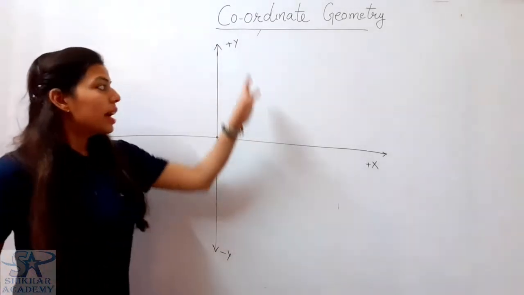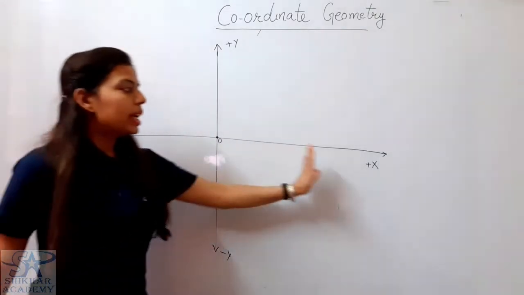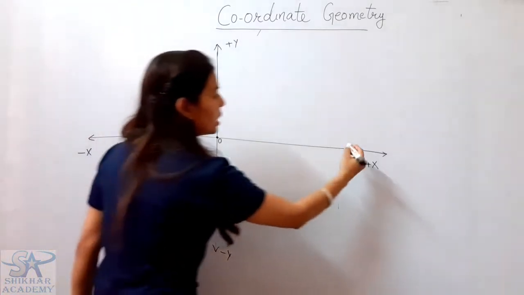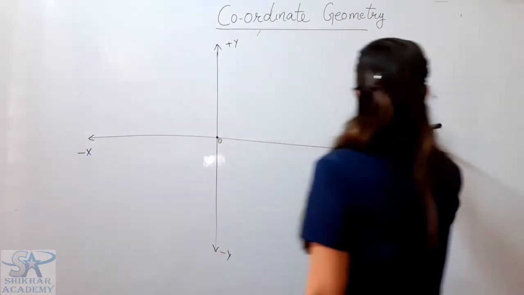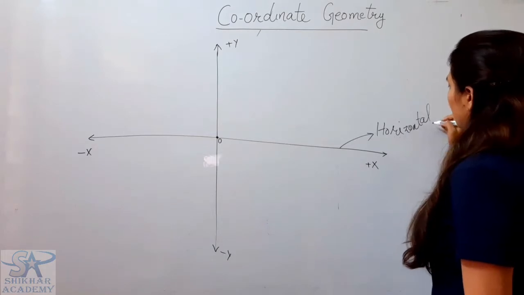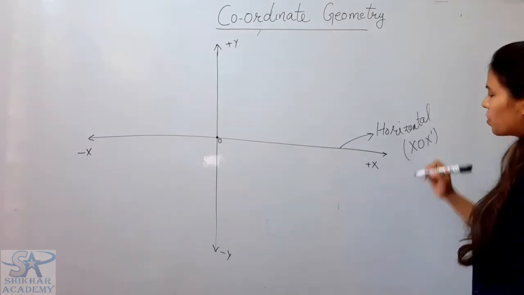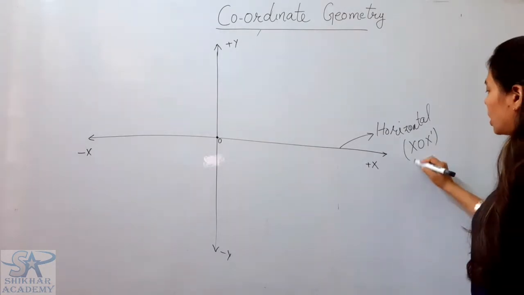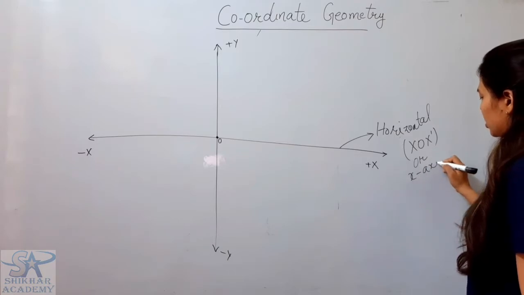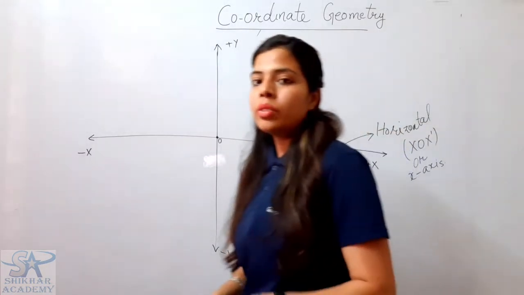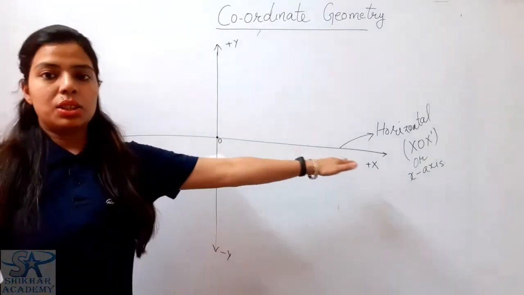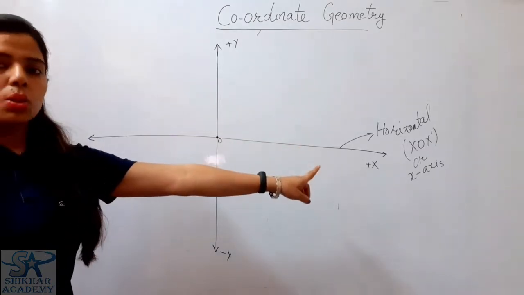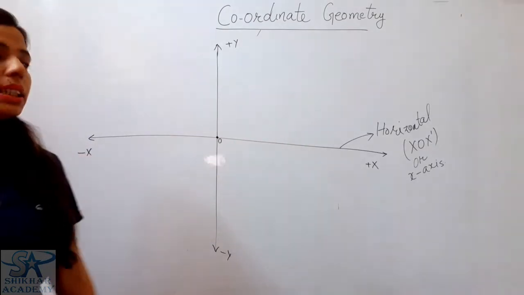So here we go. Here I have drawn a plane. In this plane, I will introduce each and everything, what we call what. This horizontal line, in mathematical terms, we call x o x dash. This horizontal line is known as x o x dash or x axis. Horizontal means the line which is a sleeping line, as we tell small children, that is the horizontal line known as x o x dash, or we can say x axis.